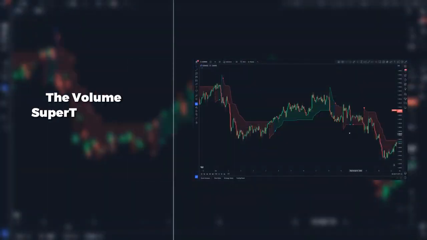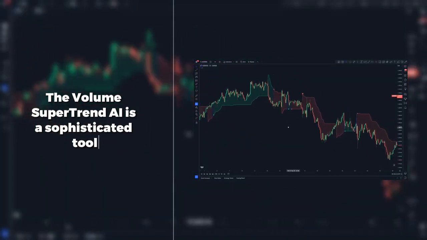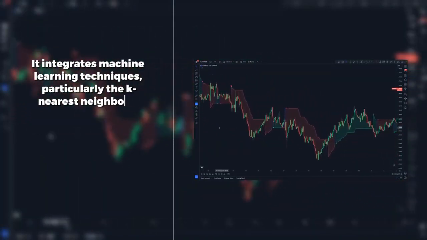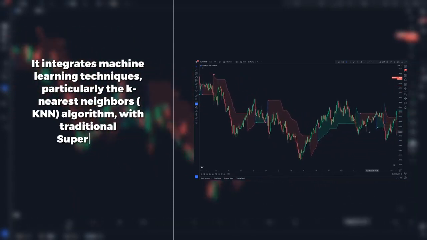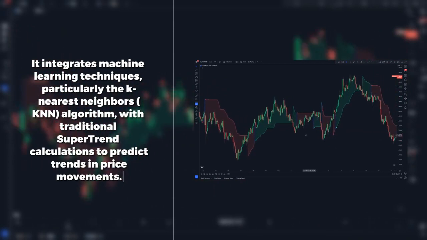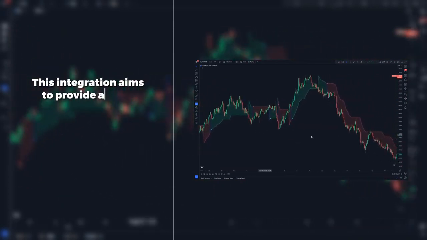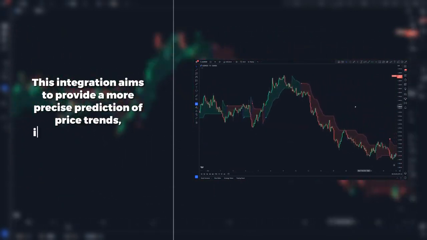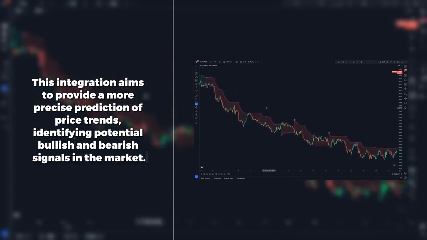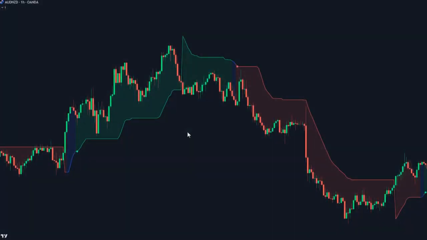The Volume Supertrend AI is a sophisticated tool. It integrates machine learning techniques, particularly the k-nearest neighbors algorithm, with traditional supertrend calculations with the aim of predicting trends in price movements. This integration aims to provide a more precise prediction of price trends, identifying potential bullish and bearish signals in the market. Now, this indicator is composed of these green and red background fills.